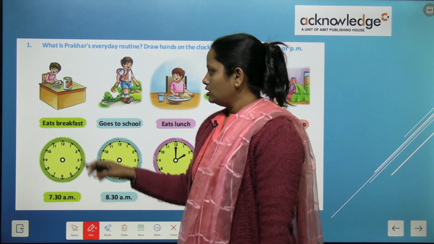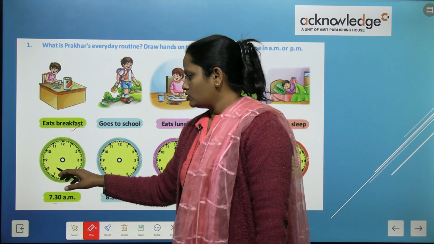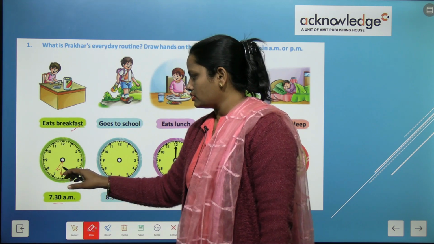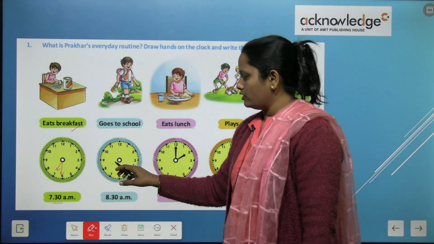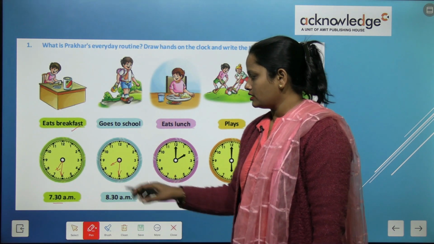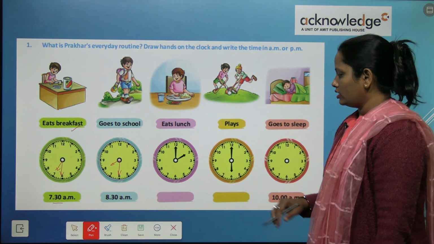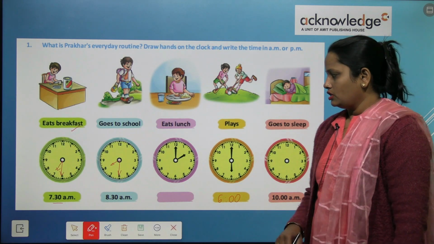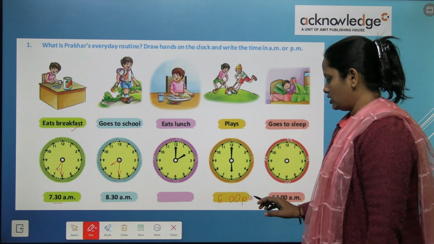So here the Prakhar eats breakfast at 7:30. So small will be at 7 and big will be at 6. Now he goes to school at 8:30. Small will be at 8 and big will be at 6. Similarly, you have to write down the time here. So it is 6 PM because he is playing.